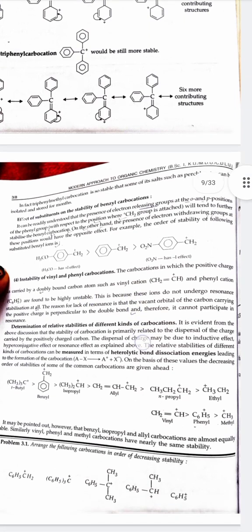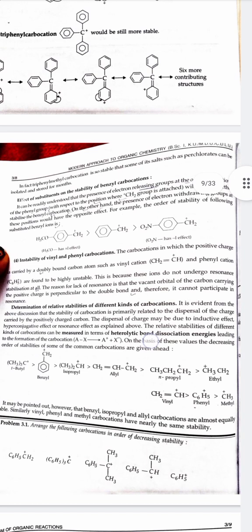In fact, triphenyl methyl carbocation is so stable that some of its salts, such as perchlorates, can be isolated and stored for months. Effect of substituents on the stability of benzyl carbocations.